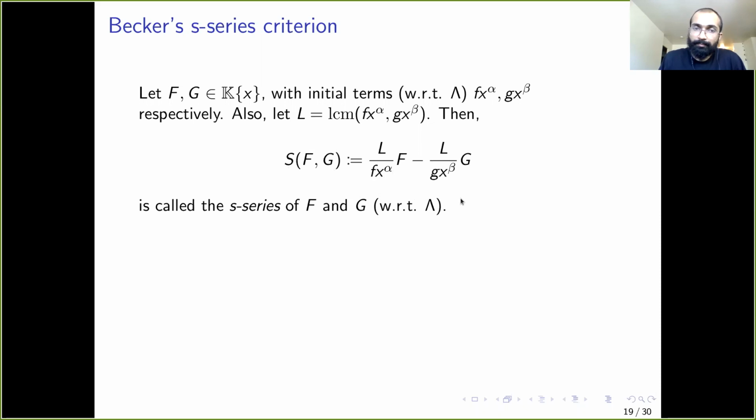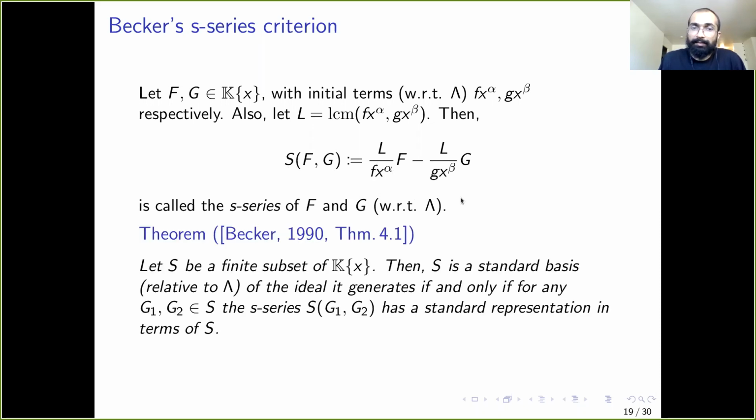Then we have something called Becker's S series criteria. And this, to the best of my knowledge, was proved by Becker in a paper in 1990. It states that if S is a finite subset of the ring of convergent power series, then S is a standard basis relative to some lambda of the ideal that it generates if and only if, for every pair of power series G1, G2 in S, the S series S(G1, G2) has a standard representation in terms of the other elements of S.